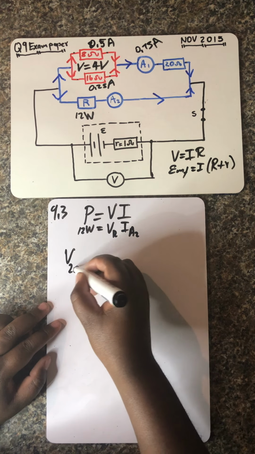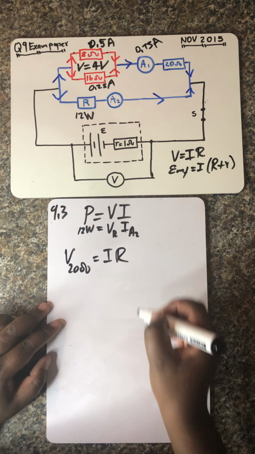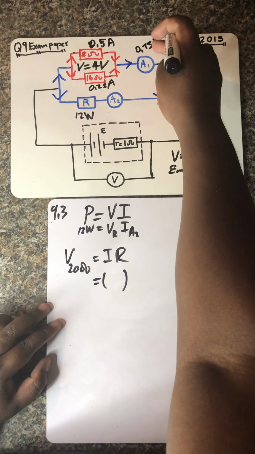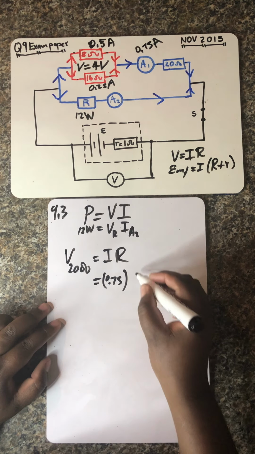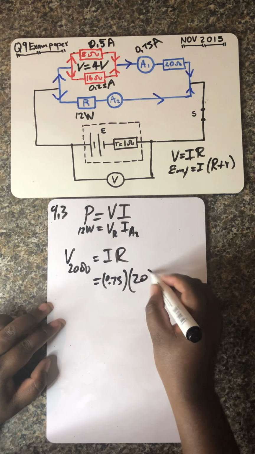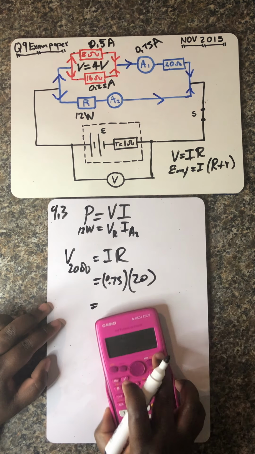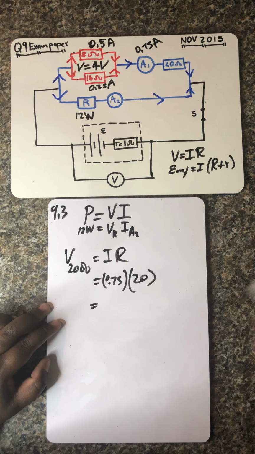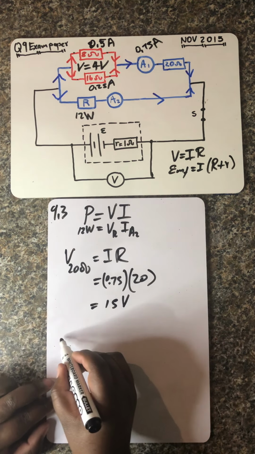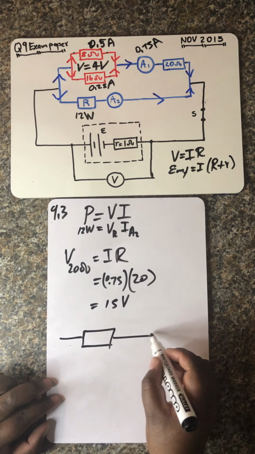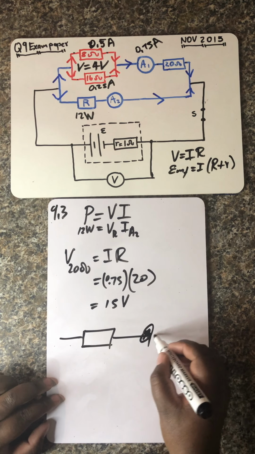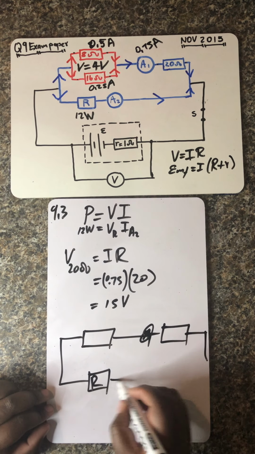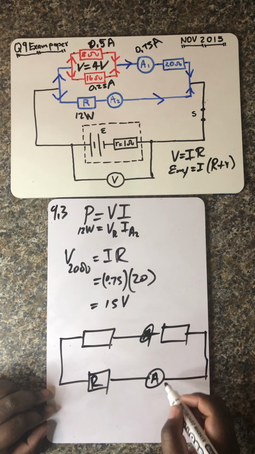Okay, so that means V at the 20 ohms resistor, we know V is equal to IR, right? So what is the current flowing there? Obviously we've calculated it, it's 0.75. What is the R there? It's 20. So it's 0.75 times 20, which is equal to 15 volts. So that means we've got V there, we've got A1, we've got V there, then we've got that R, and ammeter 2.